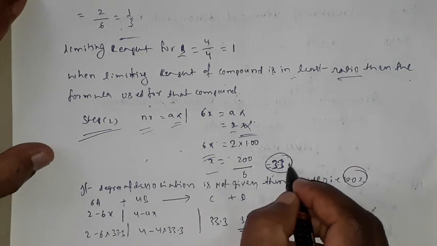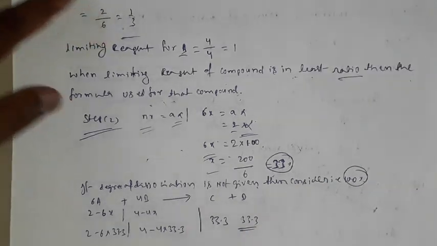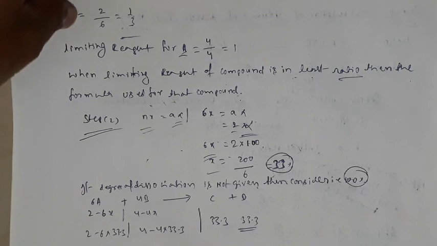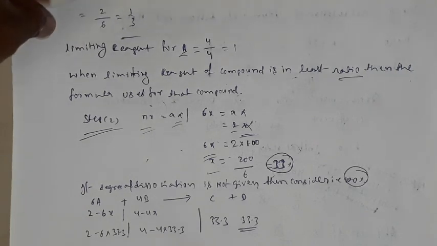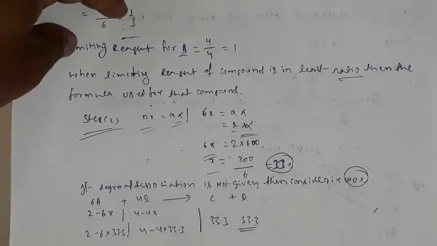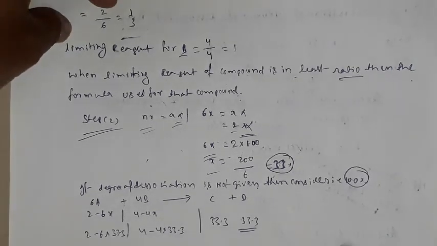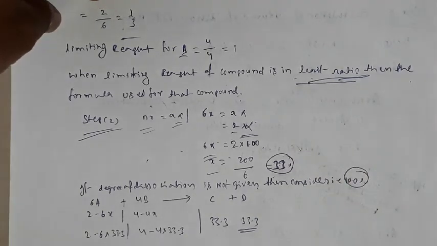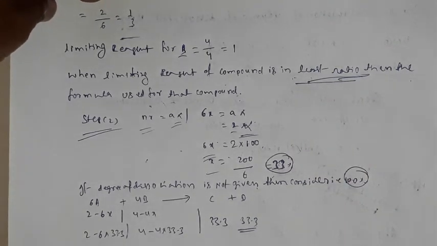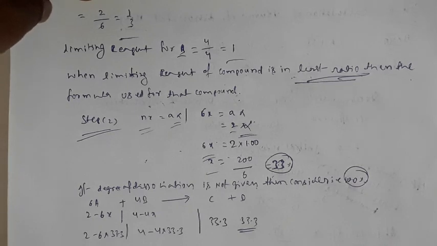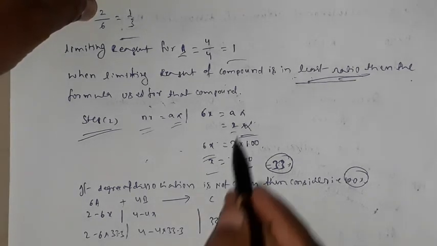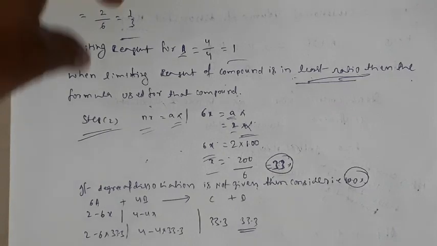X is 33%. Here the degree of dissociation is not given, so we need to consider alpha as 100%. Then you can discuss based on the least ratio of moles. The least ratio is 1 by 3, which is less than the value related to P, 1. So the least ratio related to moles is given as 2. That is what you can consider here, and you can get the answer.